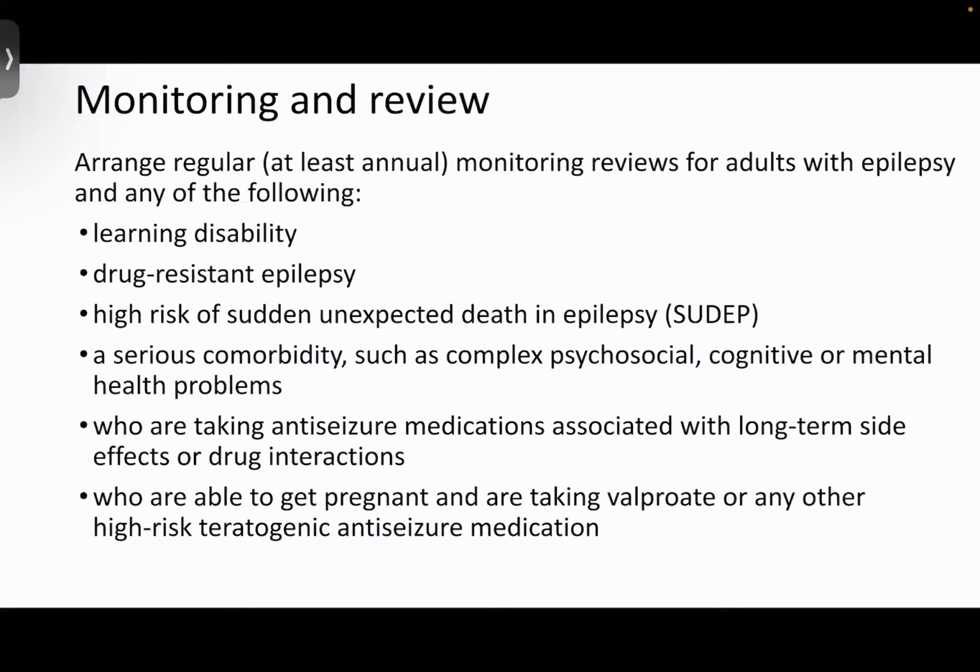And especially in women of childbearing age group, we should be careful if they are planning for pregnancy. Monitoring should be frequent, and if they are taking valproate or any other high risk teratogenic anti-seizure medication, we have to change the regimen accordingly prior to conception.